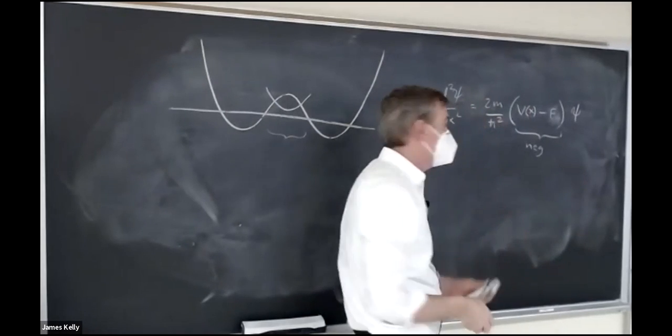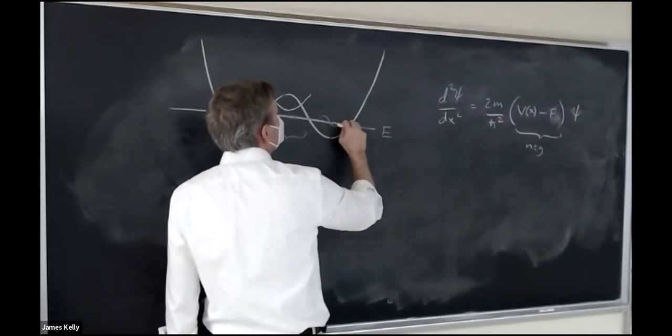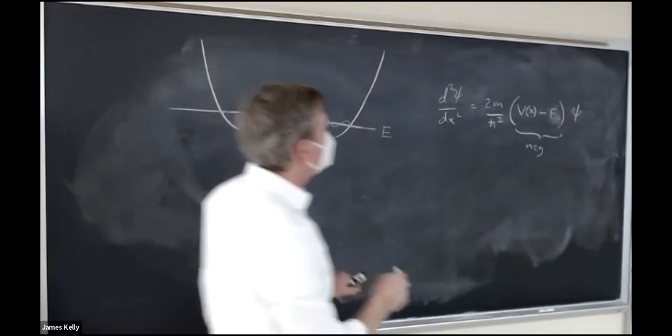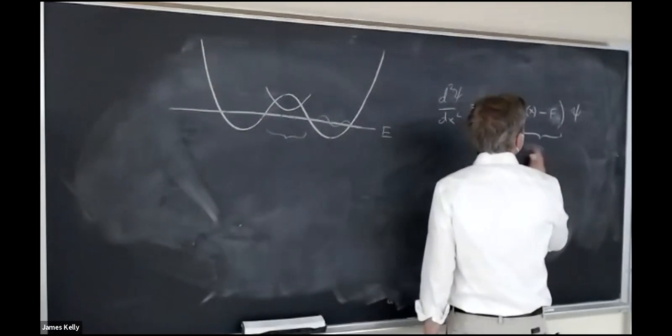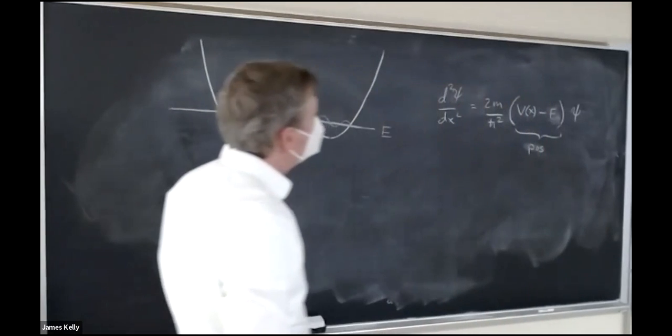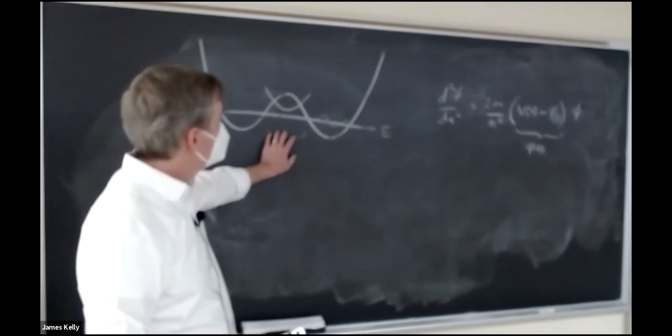It's going to oscillate there. So we're going to find out in this region here, the wave function is oscillating. We're interested in the other cases. What if this ends up being positive? That would be a case where the energy is less than the potential energy, like it is here.